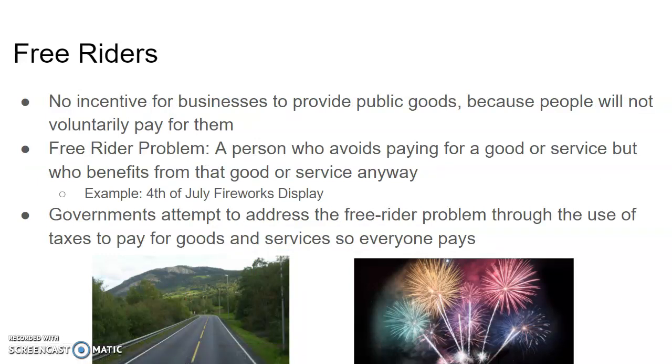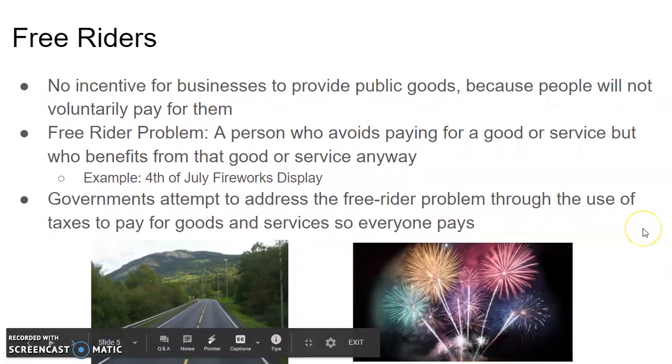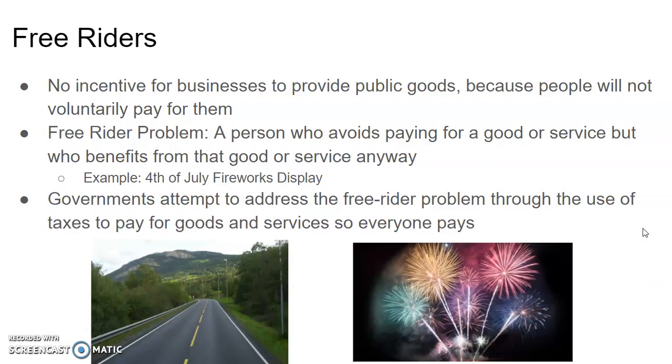Free riders. There's no incentive for businesses to provide public goods because people will not voluntarily pay for them. In general, most people do not like paying taxes. Most people do not like paying for these services that they think everybody should be entitled to. And so if we left it completely up to the citizens to decide if they wanted to pay for them, generally they will not. This is where we run into the free rider problem. A free rider is a person who avoids paying for a good or service, but who benefits from that good or service anyway. And the example here is the 4th of July fireworks display.